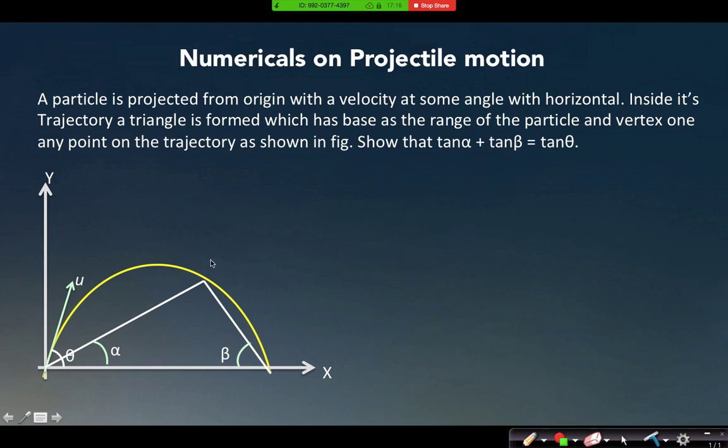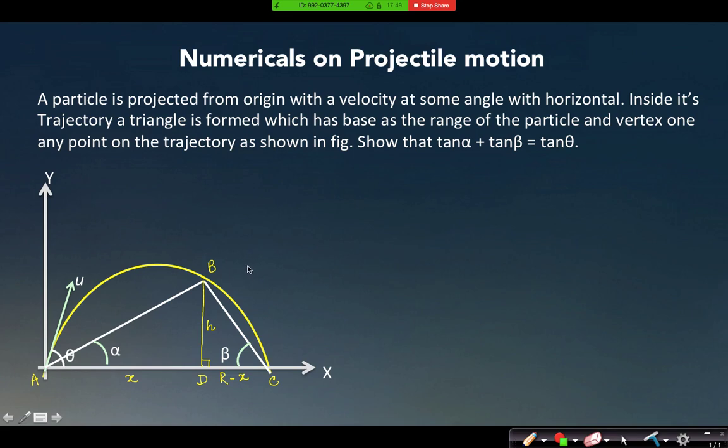Let us name the points A, B and C, and let us drop a perpendicular from B to the base. This is the perpendicular and this is D. Let us assume the perpendicular has height h and this distance AD is x. Then what is the distance DC? If the total range is r, then the distance DC is r minus x.